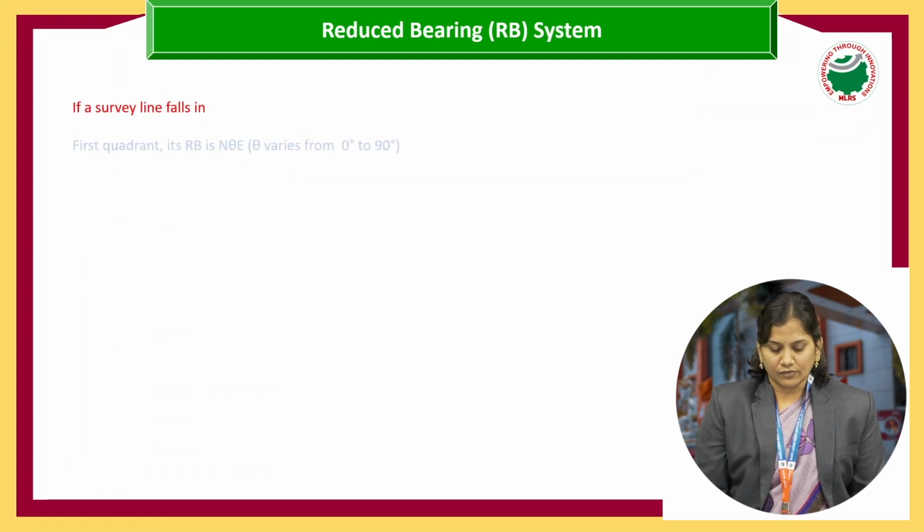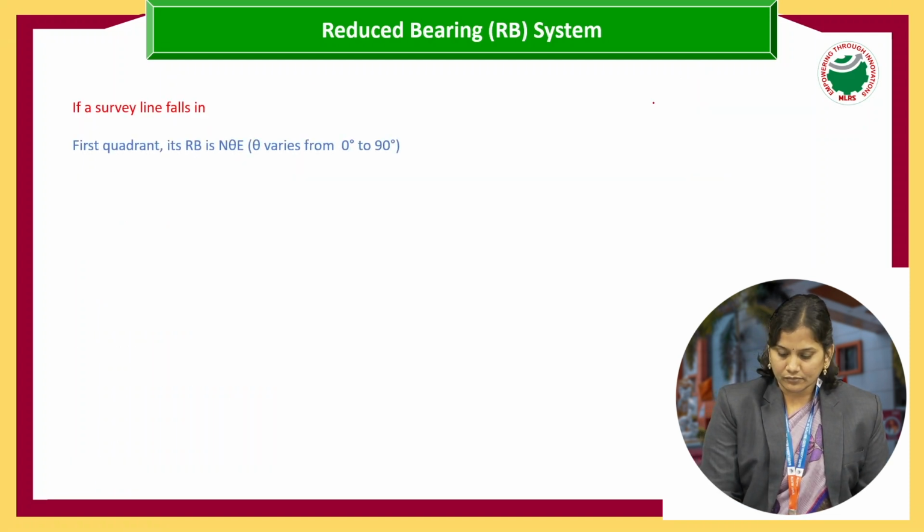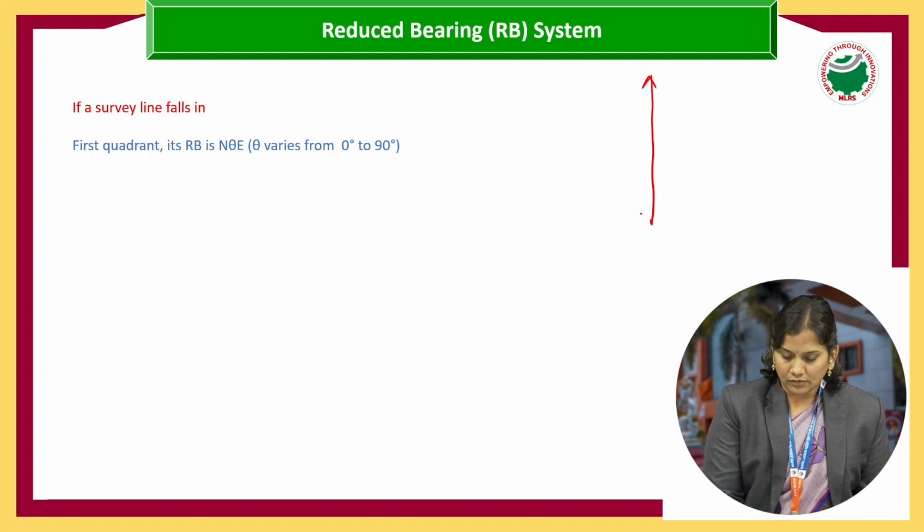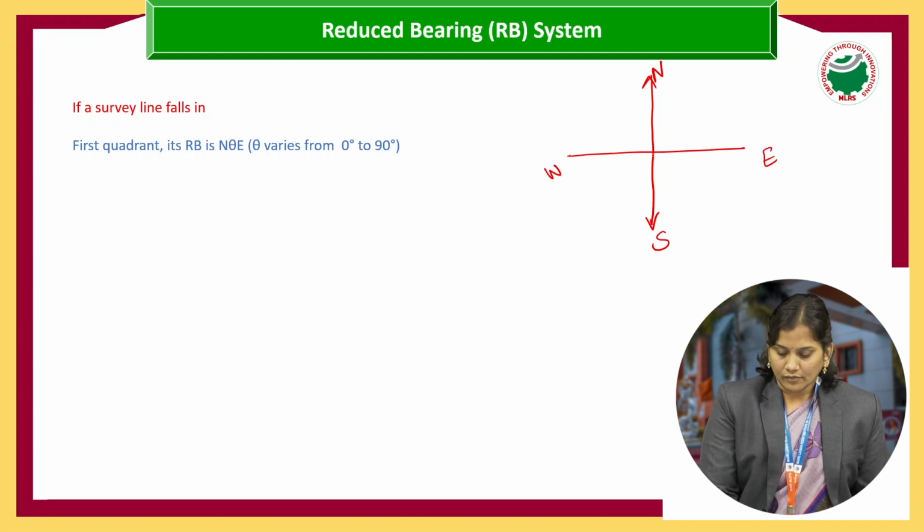If the survey line falls in the first quadrant, we have two reference axes, east and west. Let's take this point as O, and if our survey line, which I'll call OA, is in this first quadrant, it lies between north and east.